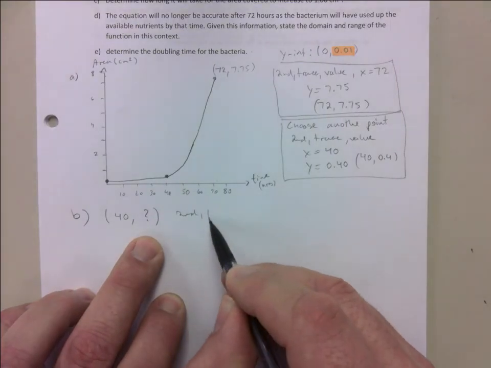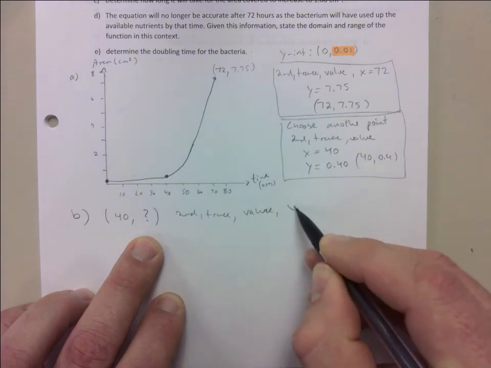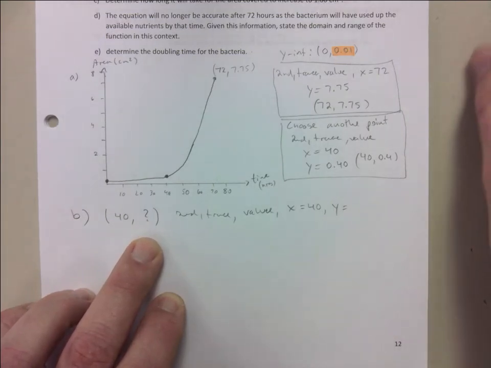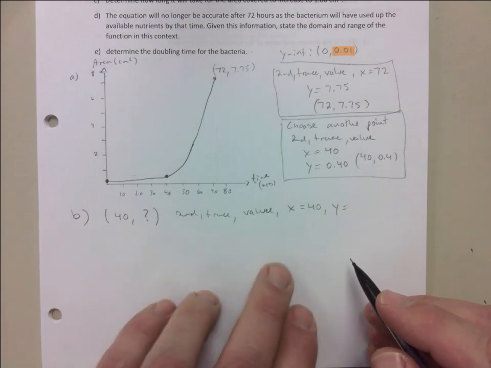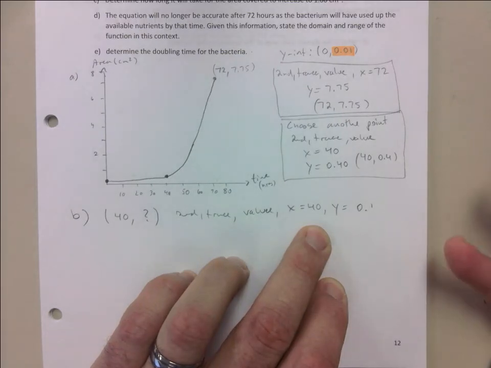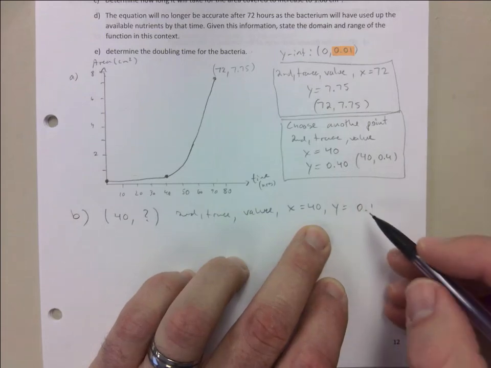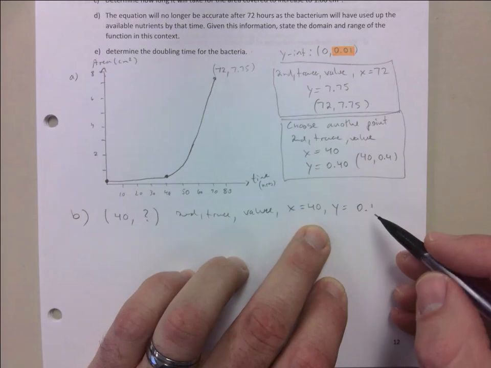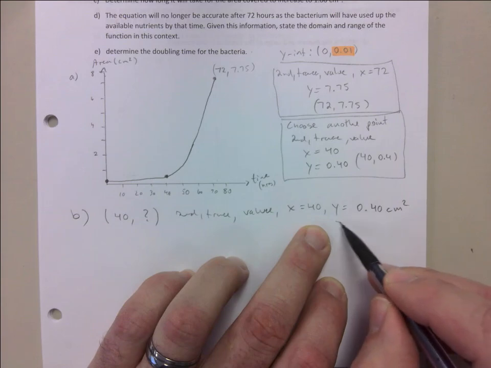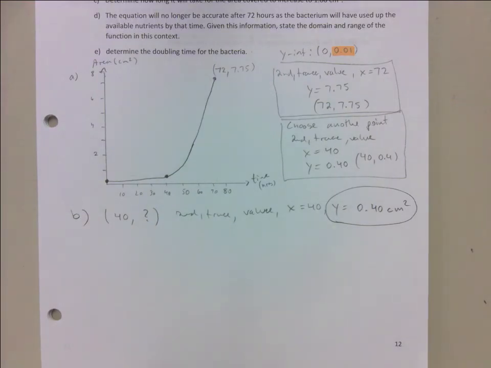So we got to go second trace value. X is equal to 40. Y, we're going to figure that out. I'll just give you the answer for this one. It's 0. Oh, I just found it. It was just coincidental. So it's 0.40 centimeters squared. If you slap on the unit on that, you're good to go. You found the area that is covered in this case.